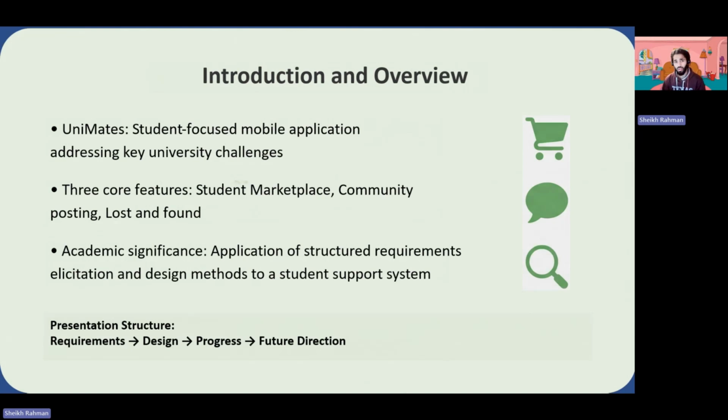Introduction and overview. Unimaze is a student-focused mobile application that aims to address key challenges experienced by university students. The application integrates three main features: the students' marketplace, community posting, and lost and found service.